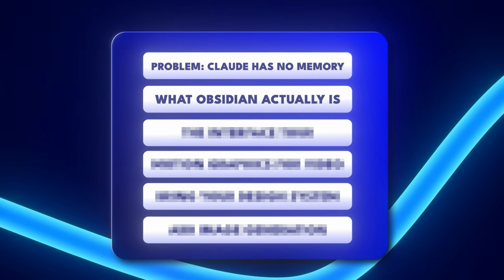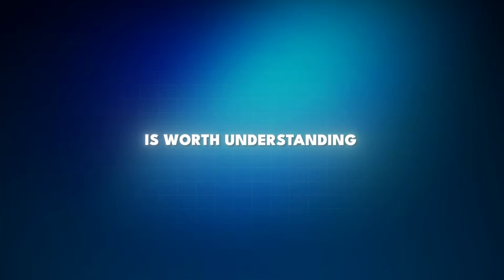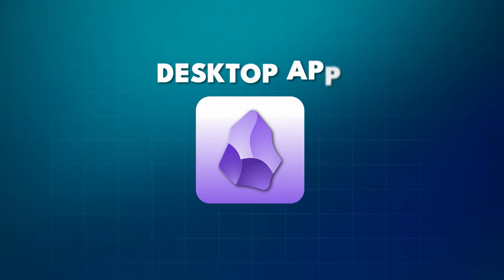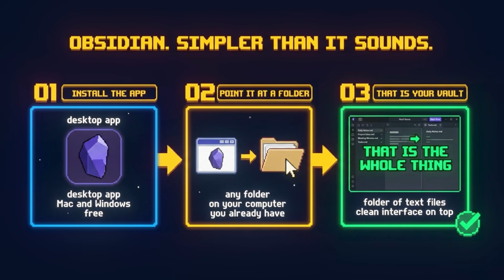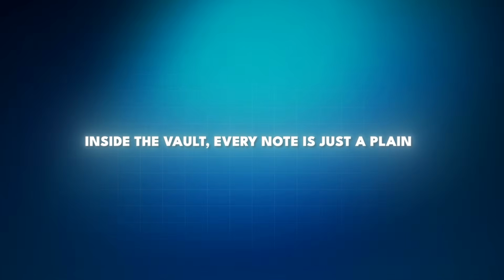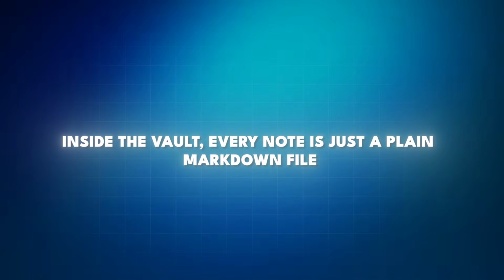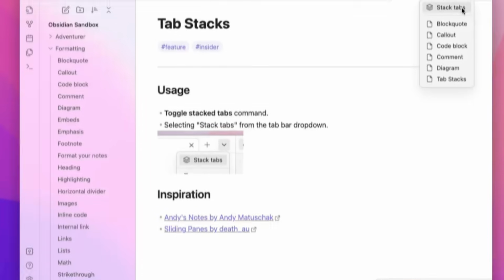Before we set anything up, let me explain what Obsidian actually is, because it sounds more complicated than it is, and the reason it works so well with Claude Code is worth understanding. Obsidian is a desktop app. You install it, point it at a folder on your computer, and that folder becomes your vault. Inside the vault, every note is just a plain markdown file, a .md file. That's the whole thing. A folder of text files with a clean interface on top.